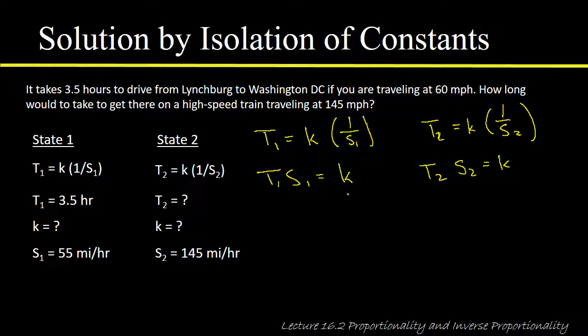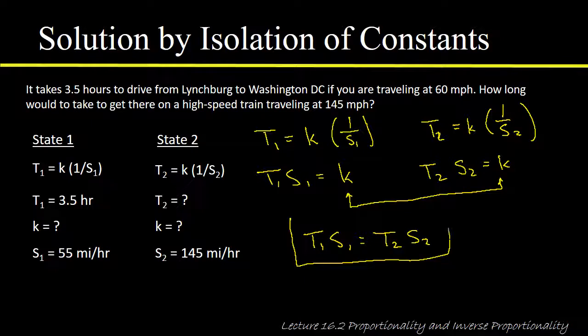And if t1 times s1 is equal to k, and t2 times s2 is equal to k, then those two things must be equal to one another. So we get t1 times s1 is equal to t2 times s2.